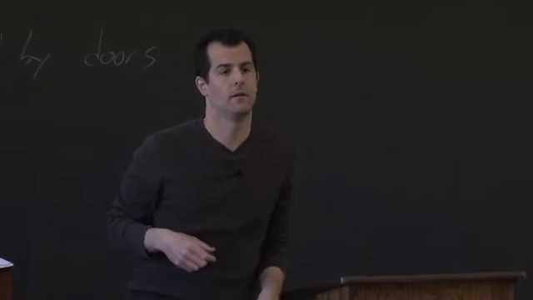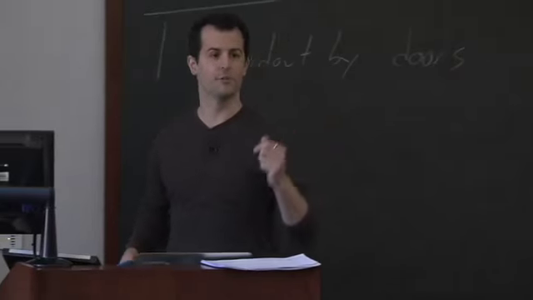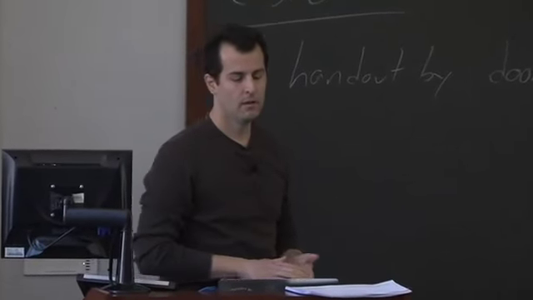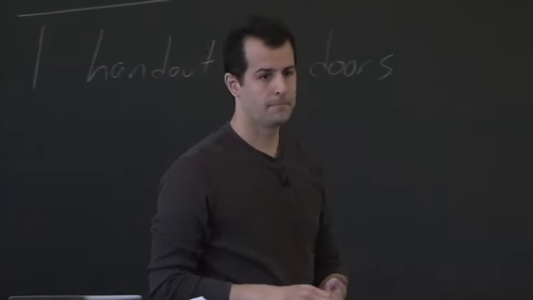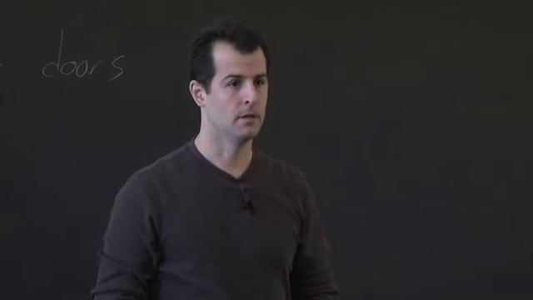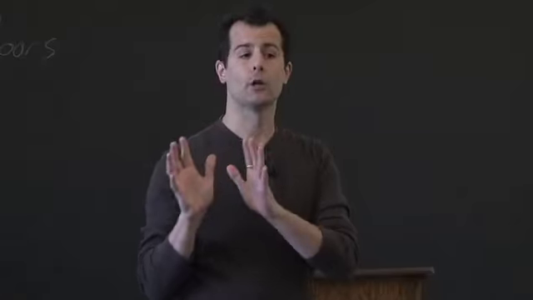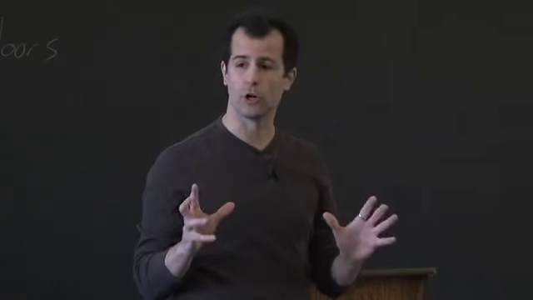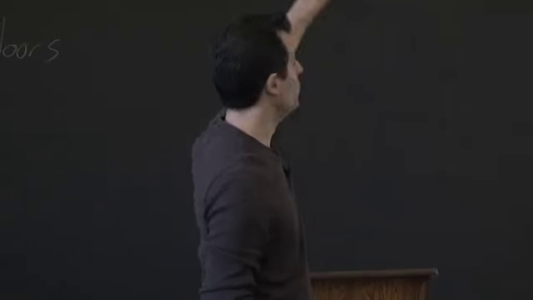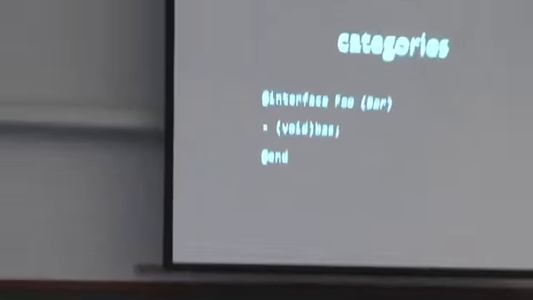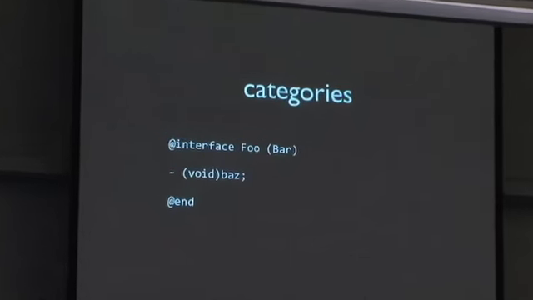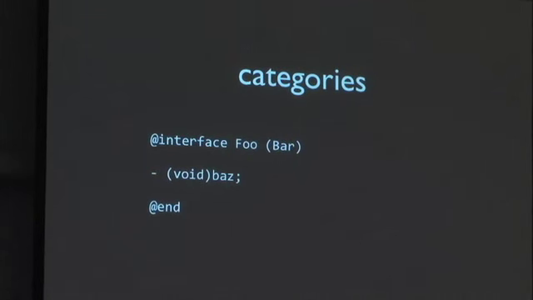Yeah? Oh, you first, Charles. If you wanted to call that baz method, would you need to create an object of type bar, or would it still be an object? No, so bar is not a class. Bar is the category name, and for the most part, it's arbitrary. It just needs to be unique. Foo is still the class name. So you would need to create an object of type foo in order to pass it the baz message, aka call the baz method.